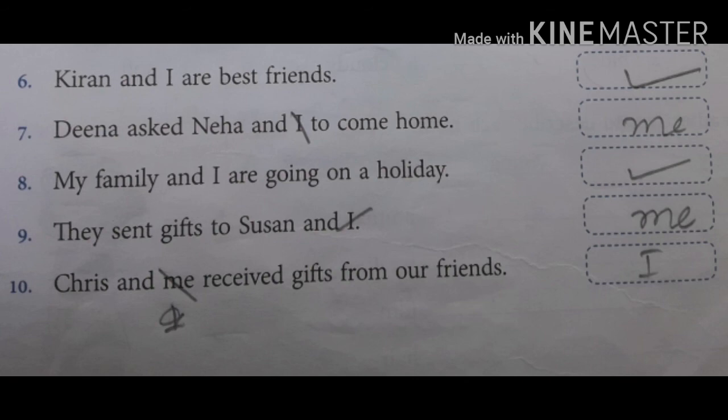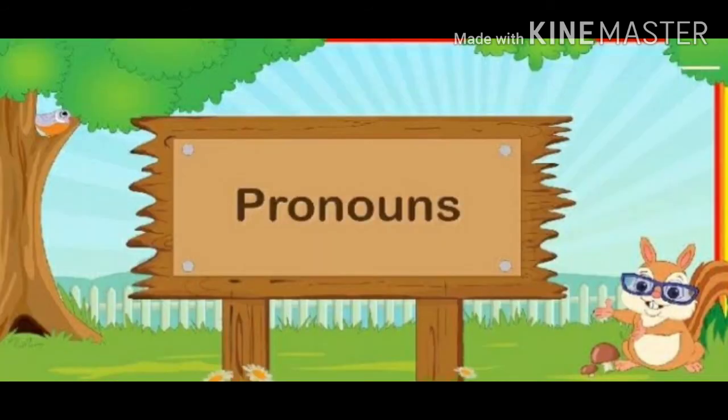Number 9, they sent gifts to Susan and I. So here I is used in the object form, that is wrong, it should be me. Number 10, Chris and me received gifts from our friends. So here Chris and I should come. So me is wrong. So students, we come to the end of this chapter.